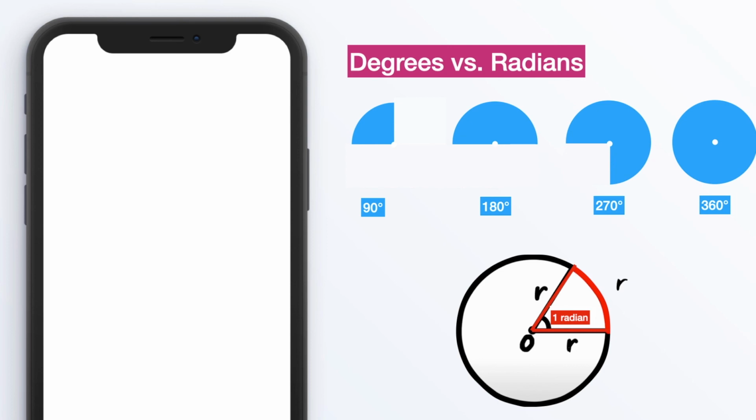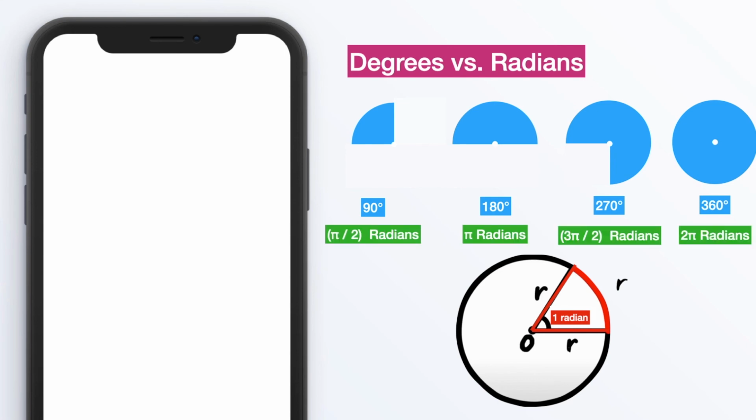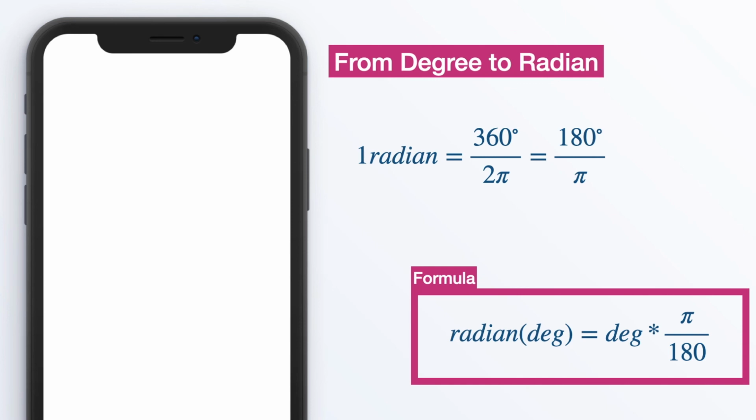So to convert from degree to radians, it's not that hard because there is a mapping for it. So basically 90 degrees is the same as pi half, and a full circle is the same as 2 pi. So with that knowledge, we are ready to convert from degree to radian. All we have to know is that 1 radian is 360 degrees over 2 pi, which is the same as 180 degrees over pi. And then we could define a function like this. To get the radian given a degree, we simply multiply the degree times pi over 180.